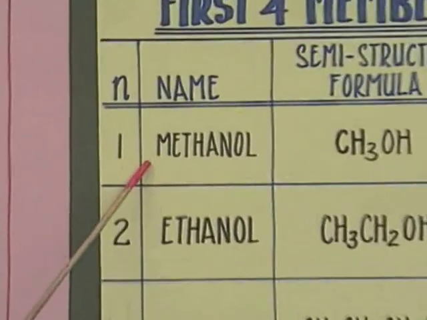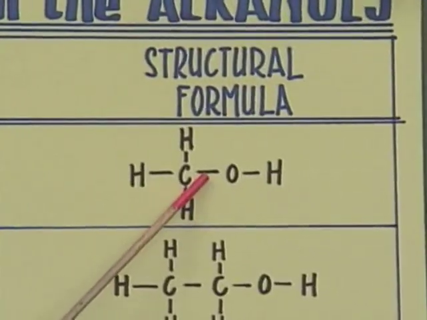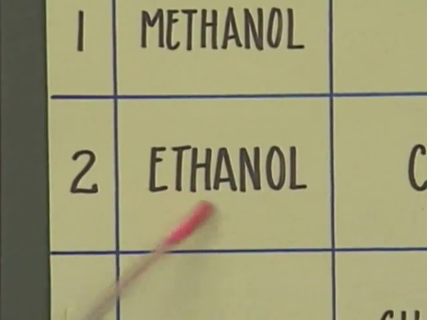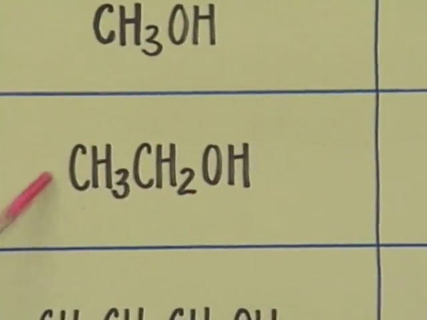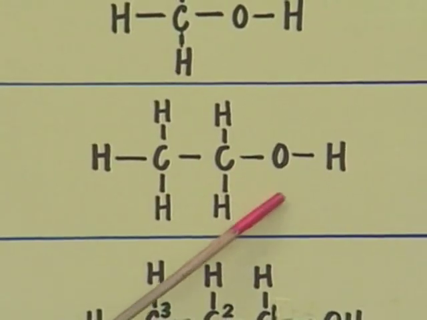With n equals 1, we have methanol, CH3OH, and this is our structural formula. Can you see carbon has 4 covalent bonds to it? Our second member is ethanol. The eth means 2 carbons, and this is like ethane with 1 hydrogen replaced by an OH group. And this is our structural formula for ethanol.